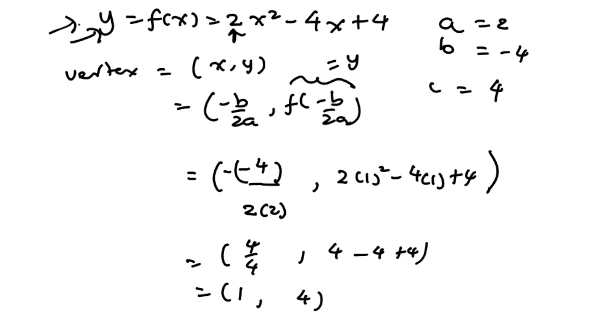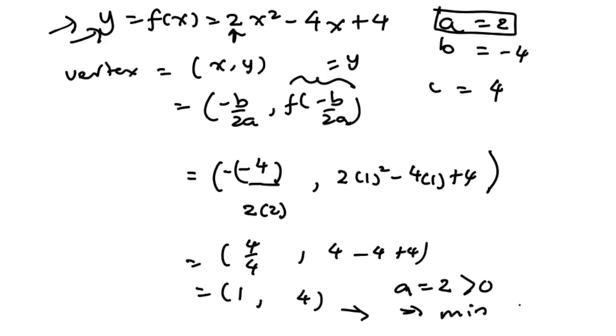But we also need to know whether it is a maximum point or minimum point. It so happens that a that we have here is equivalent to 2, greater than 0, then it gives us the vertex here as a minimum point. So the vertex here is a minimum point.